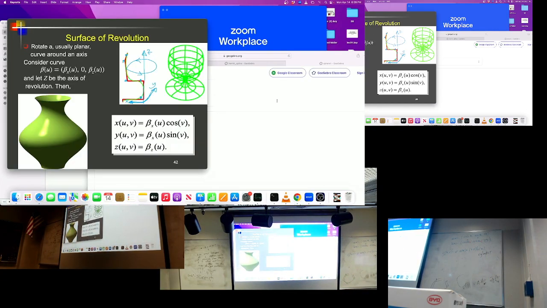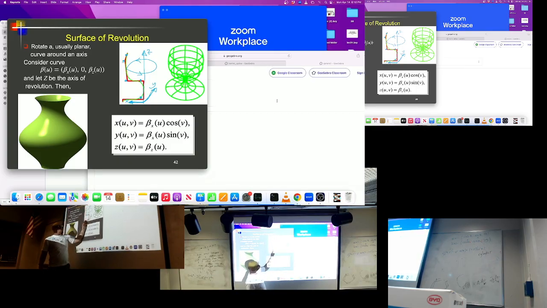Okay, next animal in this zoo of surfaces. Surface of revolution, we were all waiting for it. How do I create it? I will start by creating one curve beta of u. Any of the curves that we saw so far will work. And beta of u, based on its control points, I will make sure that all its control points lie on the xz plane. The whole curve lies in the xz plane.